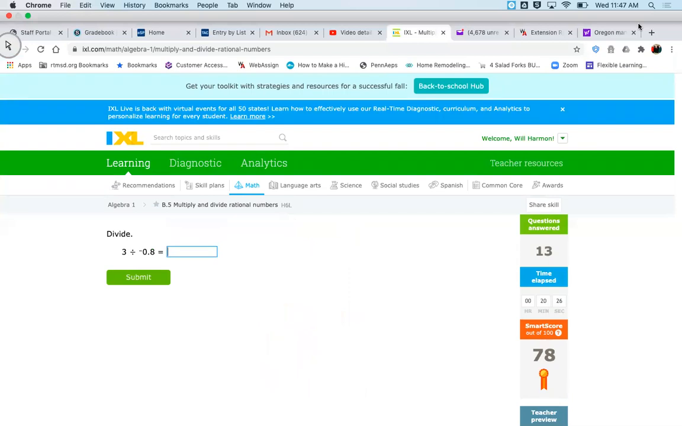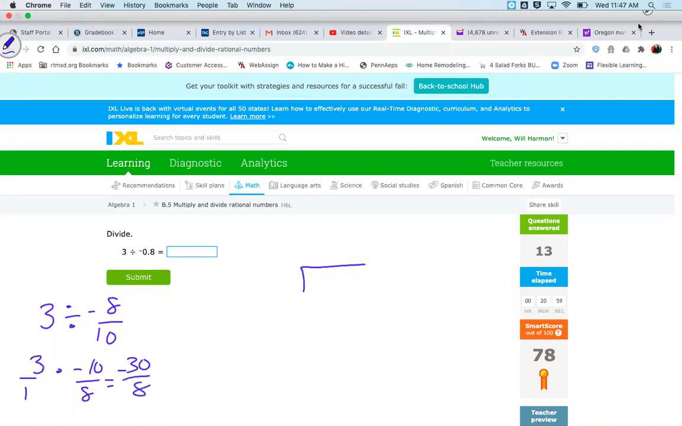The last problem here is 3 divided by negative 0.8. Now, this type of problem is going to be tough because we don't have a fraction. I could make that a fraction. I could do 3 divided by negative 8 over 10, and I could do it 3 times negative 10 over 8. I could do it this way, and I would get negative 30 over 8. But since it starts as a decimal, I'm going to work with the decimal.